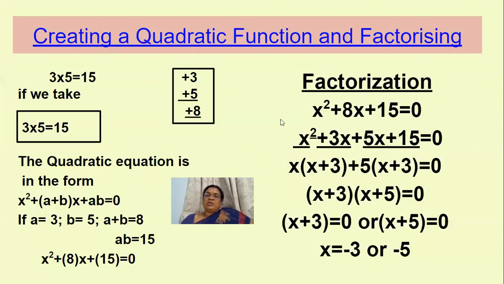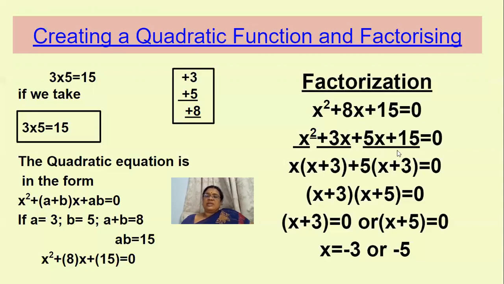This problem here, see, the quadratic polynomial is x square plus 8x plus 15 is equal to 0. As we all know, we have to find factors of 15 in such a way that when we add those two numbers, we should get 8, and when you multiply those two numbers, you should get 15. You have to select the numbers in such a way. So the selected numbers are 1 is 3 and 1 is 5.